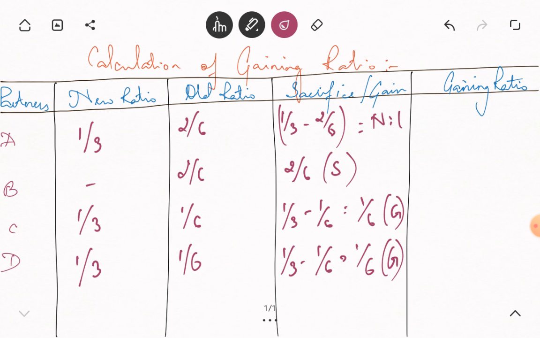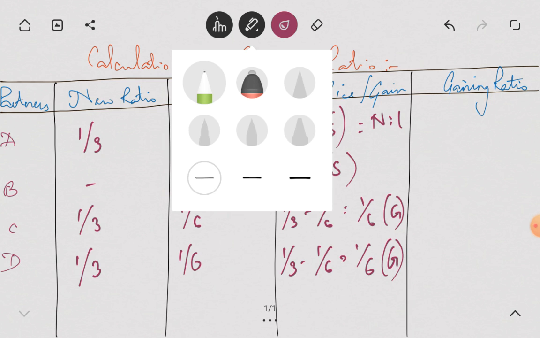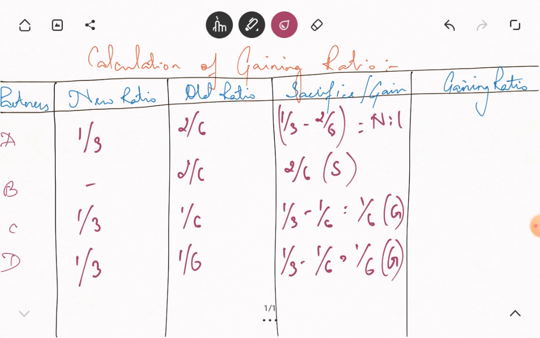So the retiring partner is sacrificing 2/6 of his share, and this 2/6 will be shared between C and D in their gaining ratio, which is 1/6 and 1/6 respectively. So the gaining ratio is only between C and D. C is to D is equal to 1:1. The gaining ratio is 1:1.